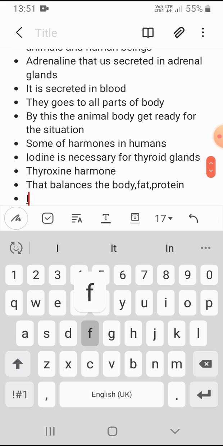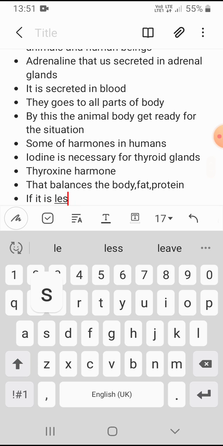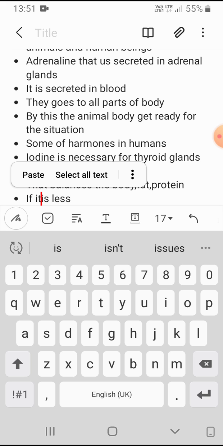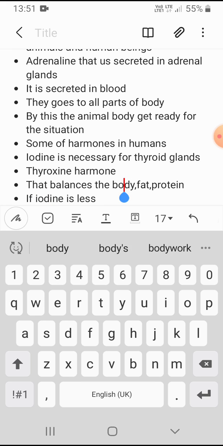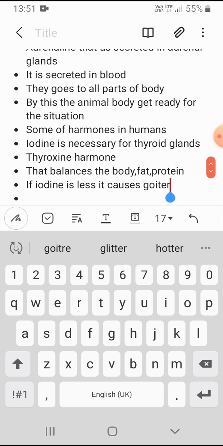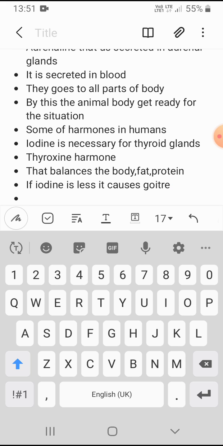And if the iodine is less in the human body, then it causes goitre, where you may feel that your thyroid is becoming a little bit big. You will feel swelling like that.